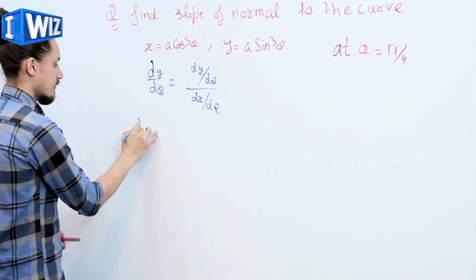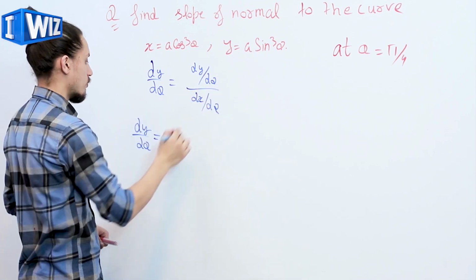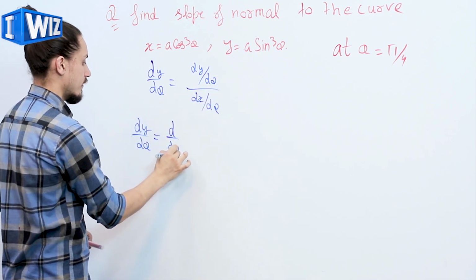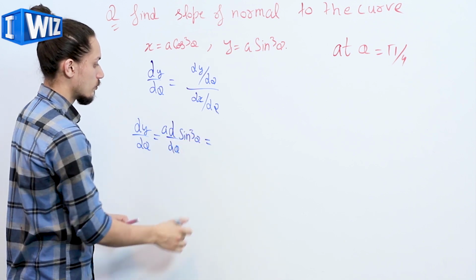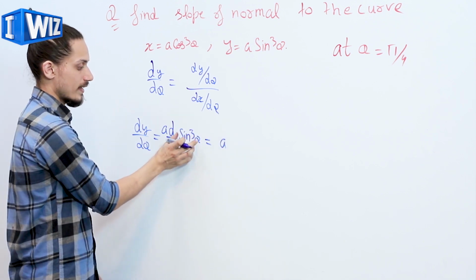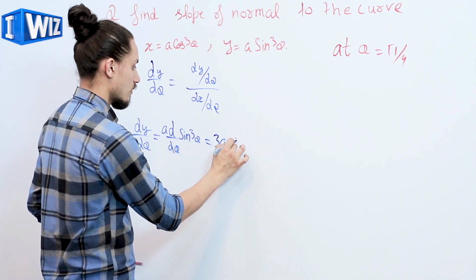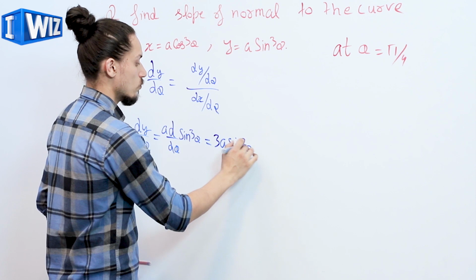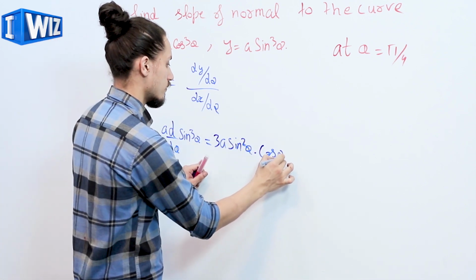So first, dy/d theta will be equal to, we have y as a sin cube theta, so we get d/d theta of a sin cube theta, the constant a comes out, which is equal to a into d/d theta of sin cube theta. That will be 3 sin square theta into the derivative of sin theta, which is cos theta.